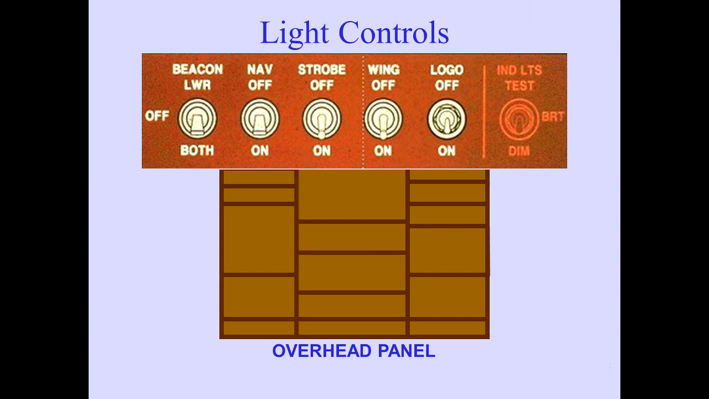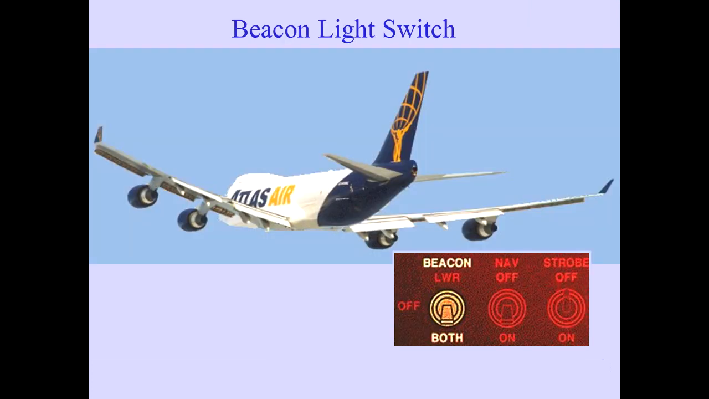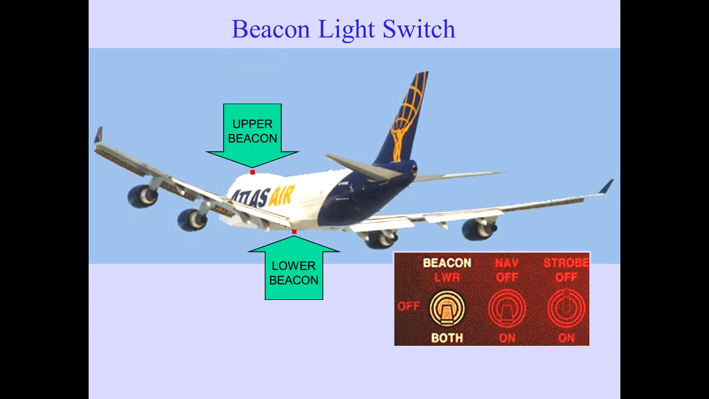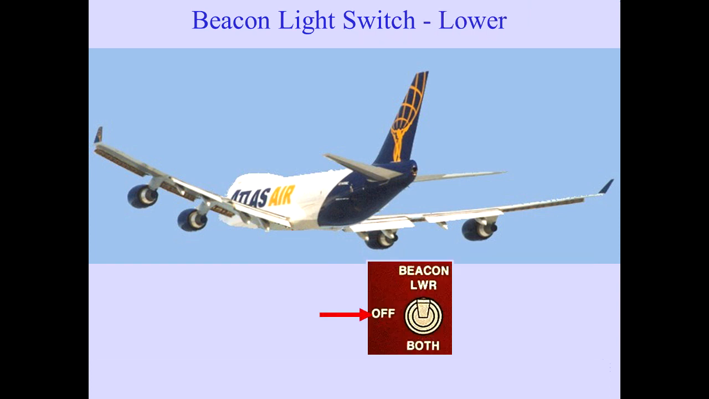Controls for the beacon, navigation, strobe, wing, and logo lights are located on the overhead panel. The beacon light switch controls the red anti-collision lights, which are mounted on the fuselage, one on the top and one on the bottom. The switch has three positions: off, lower, and both. Placing the switch in the lower position helps prevent vertigo and visible moisture.